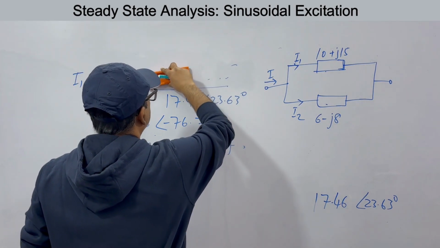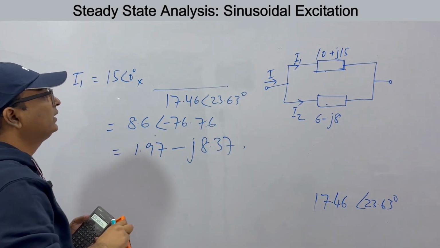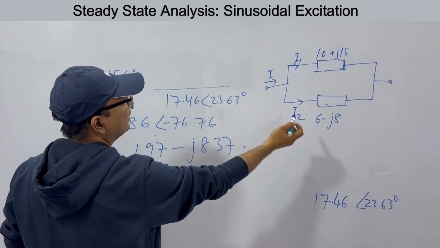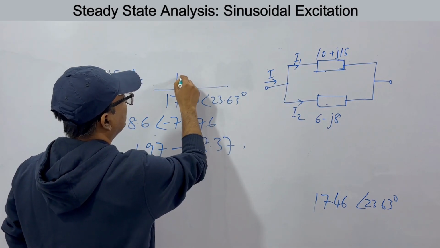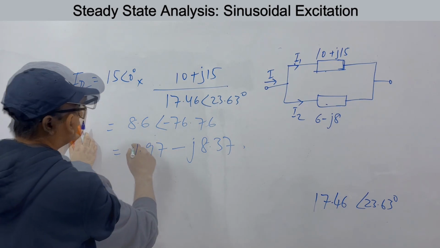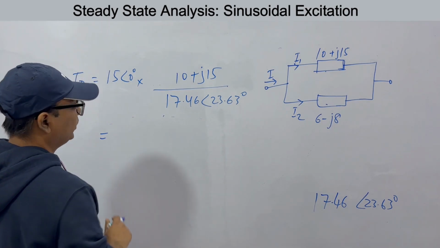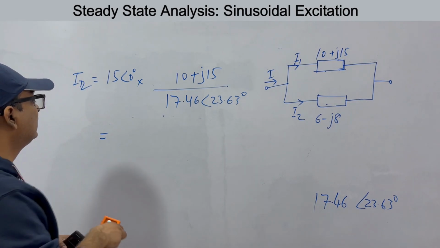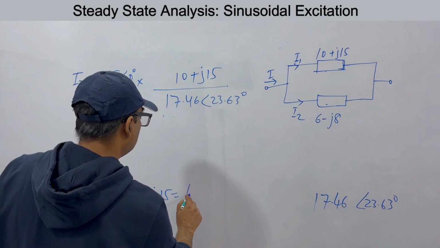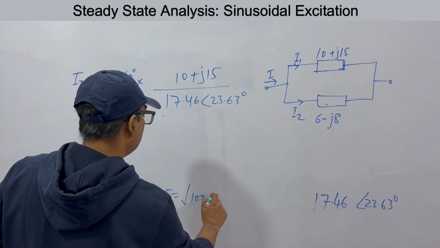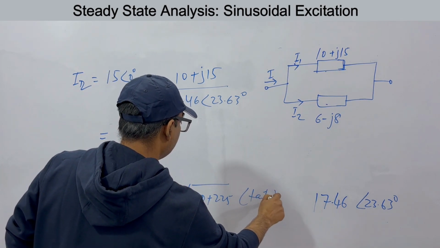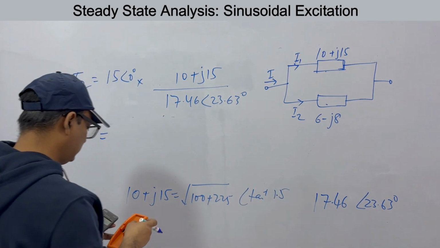For I2, this is the same, I into the addition of both. The only difference will be that we put 10 plus j15 here. So let's see what is 10 plus j15. We can write 10 plus j15 in polar form as the square root of 100 plus 225, and your angle will be tan inverse of 15 by 10, that is 1.5. Let's see the value.